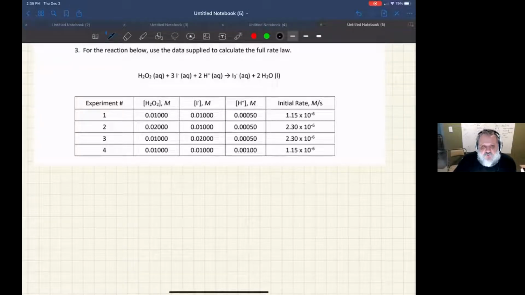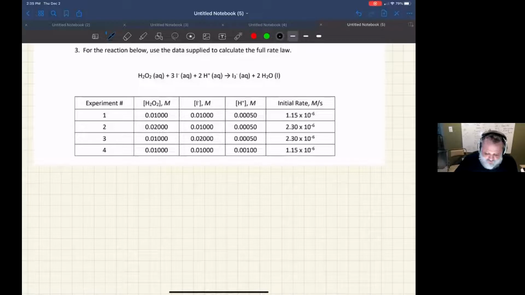Okay, so here's a little bit more complicated of a reaction to figure out the full rate law. There's 3 reactants instead of just 2 or 1. I've got 4 experiments here, so it's going to be a little bit more difficult to balance out which things stay constant and which things don't. So let's take things one at a time.